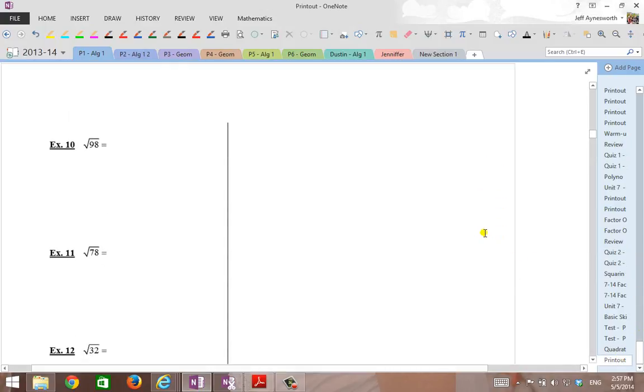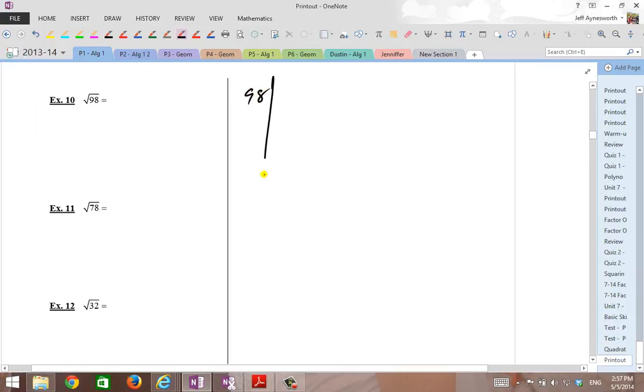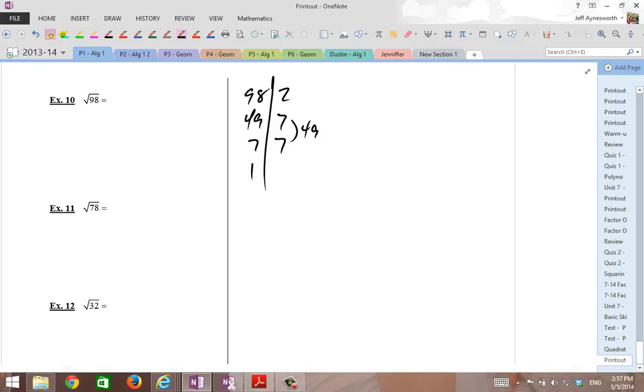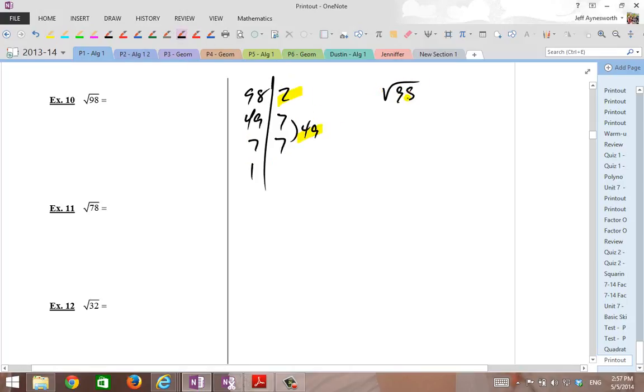All right, next one. Let's take a look at this one here, root 98. Let's take it off to the side and let's factor it. Pause the video and go. All right, let's check it. We got 98 divided by 2 is 49. Divided by 7 is 7. Divided by 7 is 1. There's my square. So I can already see the factors, 2 times 49. So the square root of 98 is the square root of 49, I always write the square first, times root 2, giving you 7 root 2.